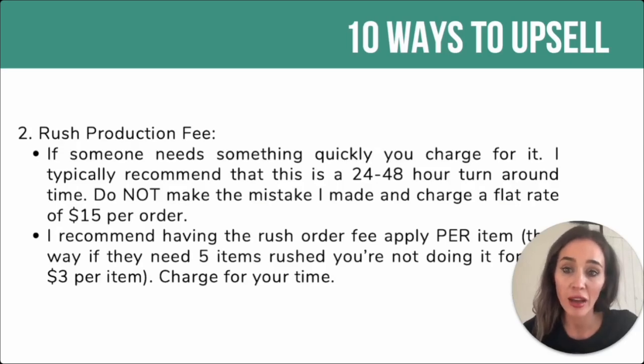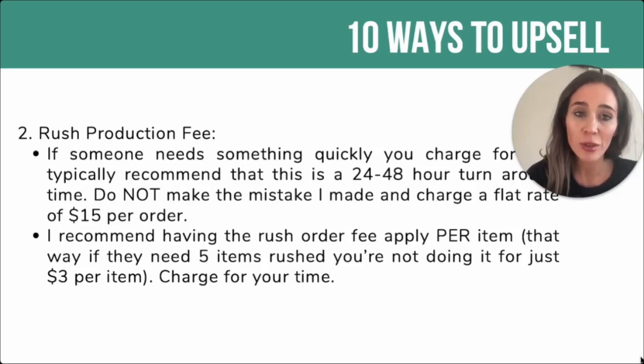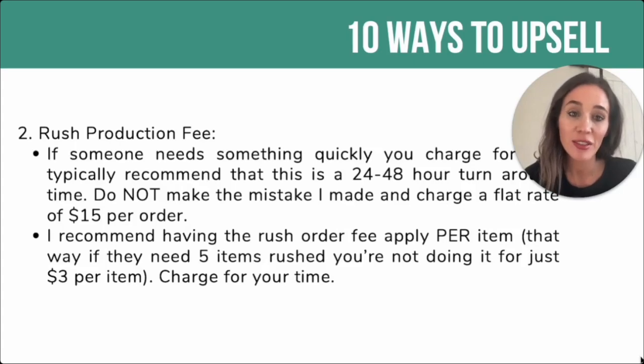So I recommend having a drop-down menu titled item as a variation, and as the options, you're going to have listed each type of item in your shop that they could possibly apply that to. So for example, if an item takes you 10 minutes, maybe you charge $10. If something takes you 3 hours, maybe you're charging $50 for that expedited fee. So have it relate to the time that it takes to produce the item. So that way, if they're ordering 5 items, they're having it rushed, you're not doing it just for $3 an item, and you're still charging for your time.